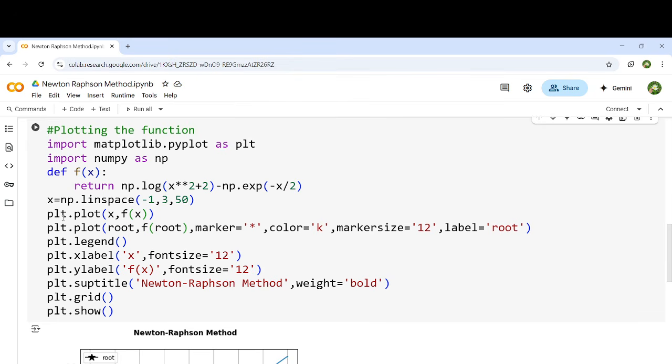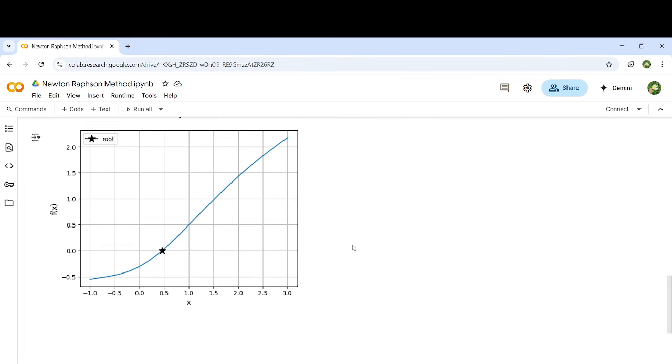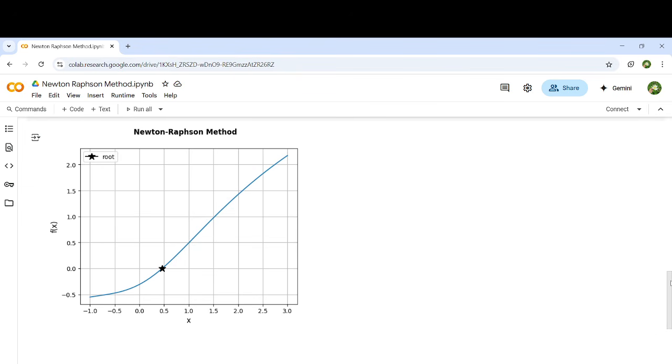Now I have plotted the function f of x versus x, and I have also plotted the root and the value of the function at the root. Then I have plotted this function. The function looks like this in the x domain -1 to 3, and this is the function, and this is the root. You can see that this is the x-axis and this is the y-axis, and the graph cuts the x-axis at a point 0.46.